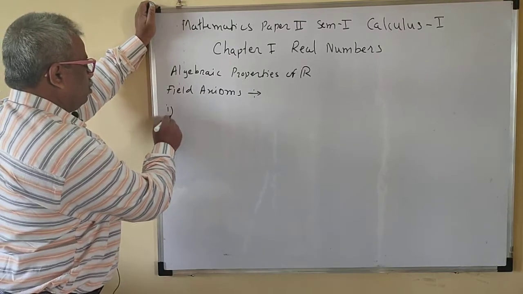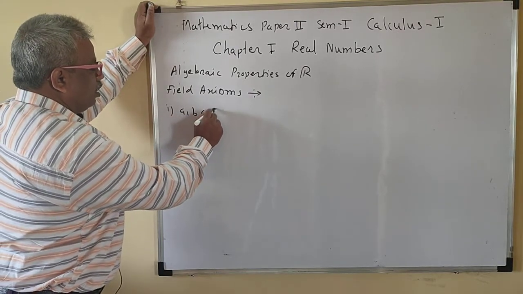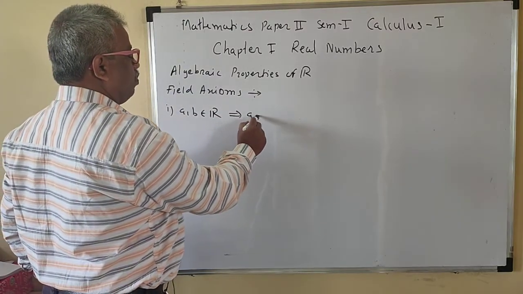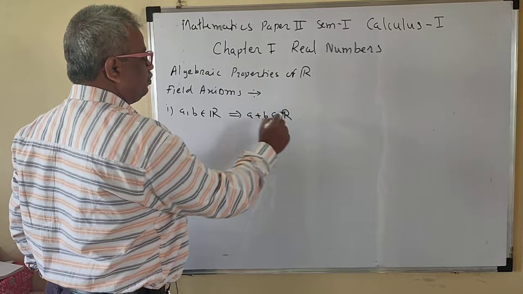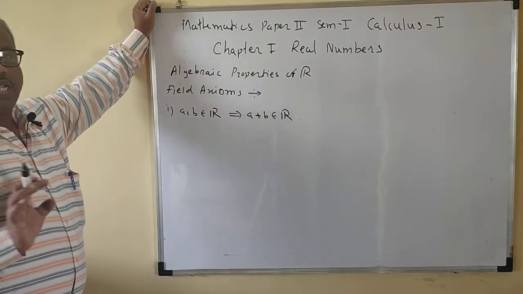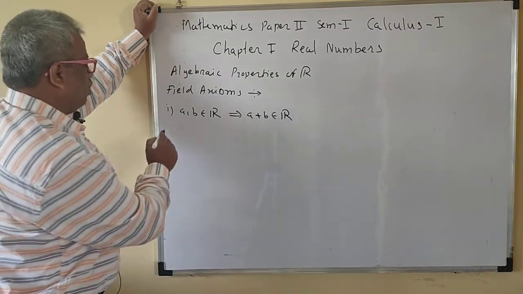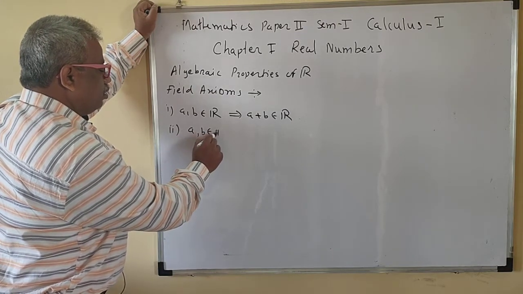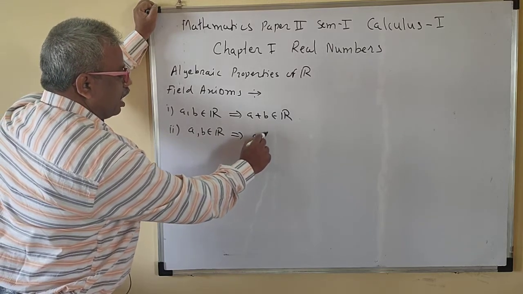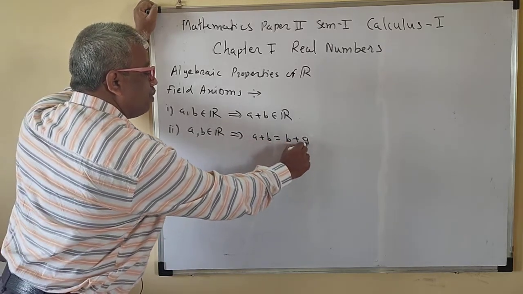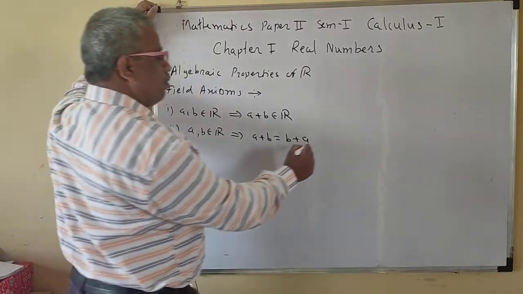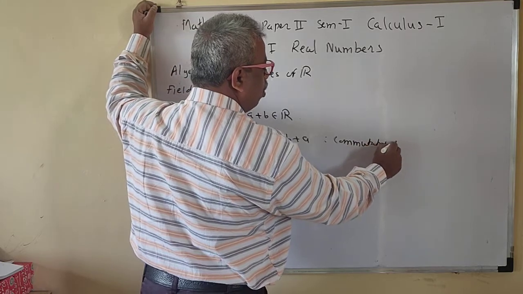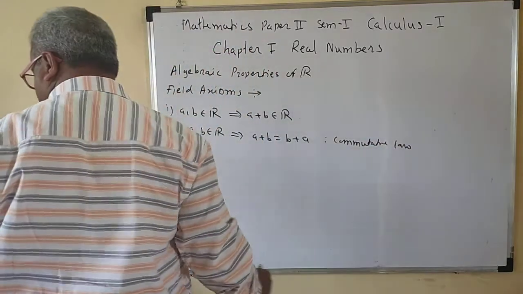First one: a, b belong to R implies that a plus b belongs to R. That means the sum of any two real numbers is always a real number. Okay. Now the second: a, b belongs to R implies that a plus b is equal to b plus a. So this is called commutative law.